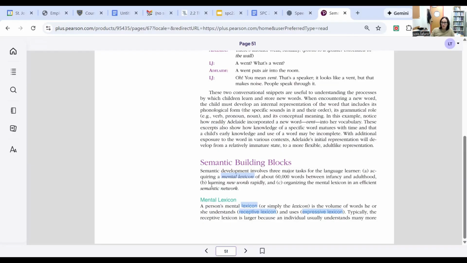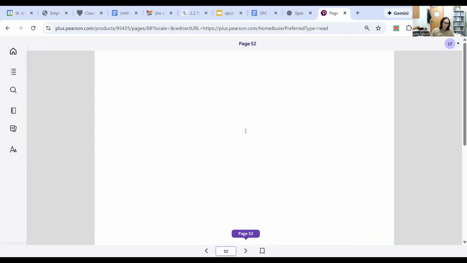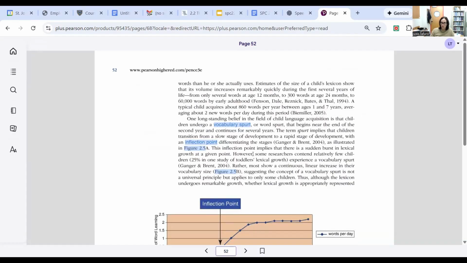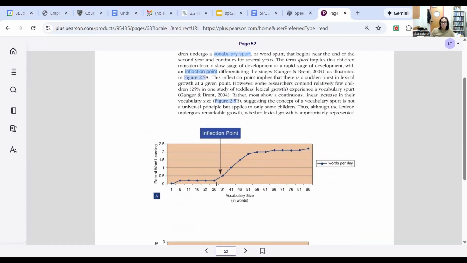Another building block is that young children are learning new words very rapidly. And then they're organizing these words into what we would call semantic networks, or groups of words that have some kind of relationship between them. Sometimes we see some children demonstrate what we call a vocabulary spurt. So here is a child's vocabulary.